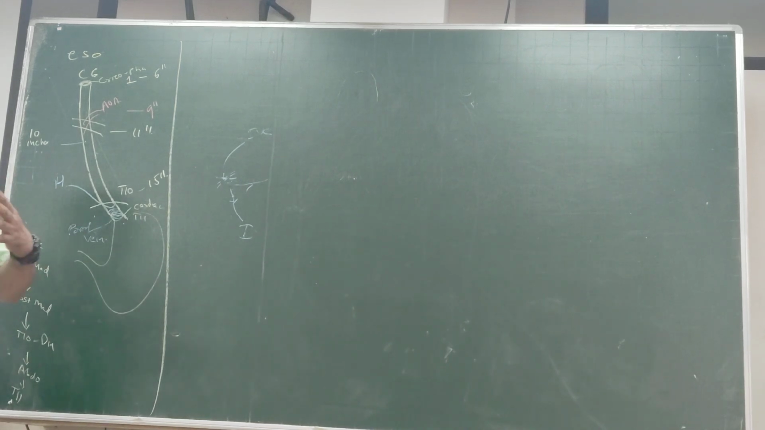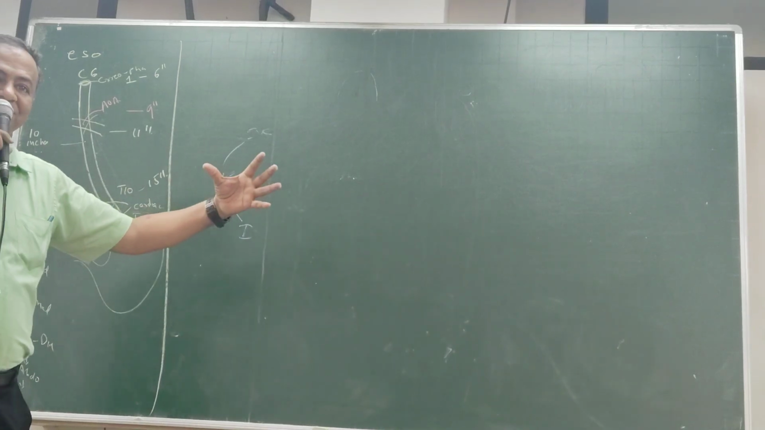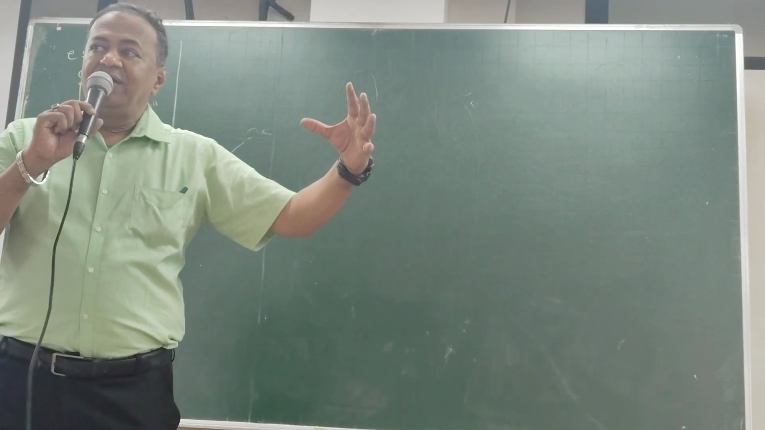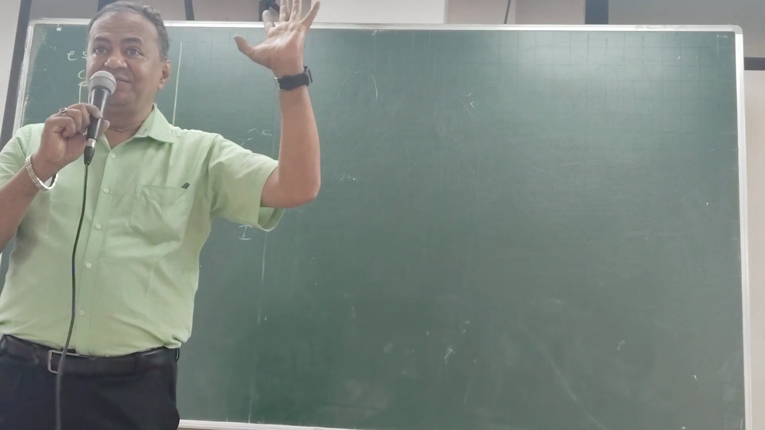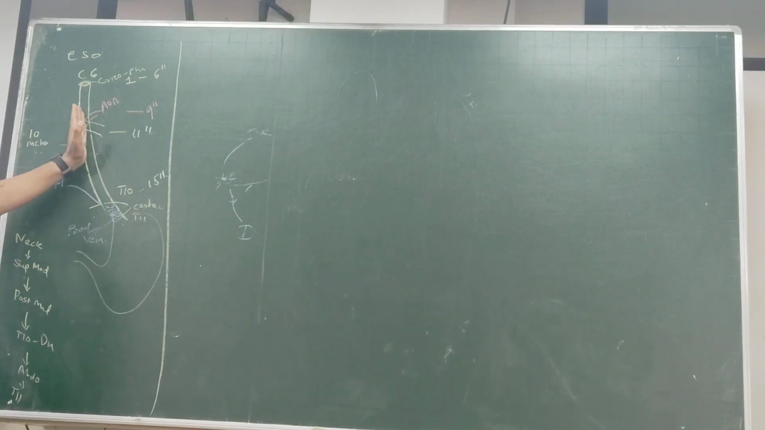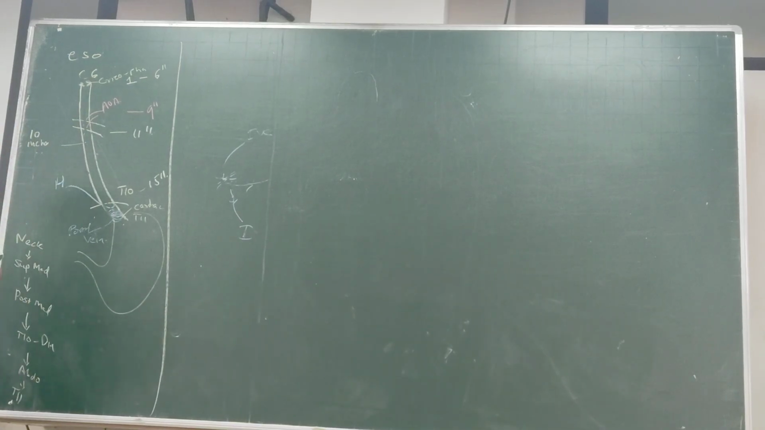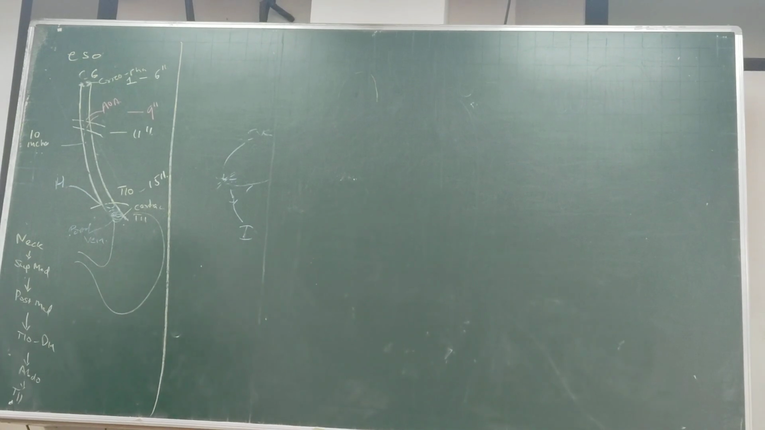So when this liver damage becomes severe and severe, at one point the esophageal varices burst, and then that leads to vomiting of blood by the patient. Vomiting of blood is called hematemesis.